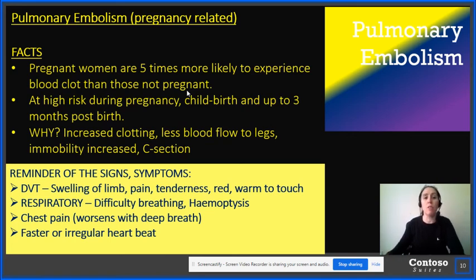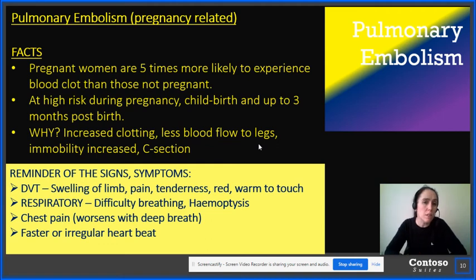But just above that, I've written why are patients 5 times more likely to experience a blood clot than those not pregnant? Well, it's to do with the consistency of the blood. It's to do with the increased clotting system, less blood flow to their legs. They are walking around and moving around less. And then, of course, after birth, if they've had any type of C-section, or even if they have stitches, that's still a consideration for PE. So up to 12 weeks afterwards, or any time during the pregnancy.